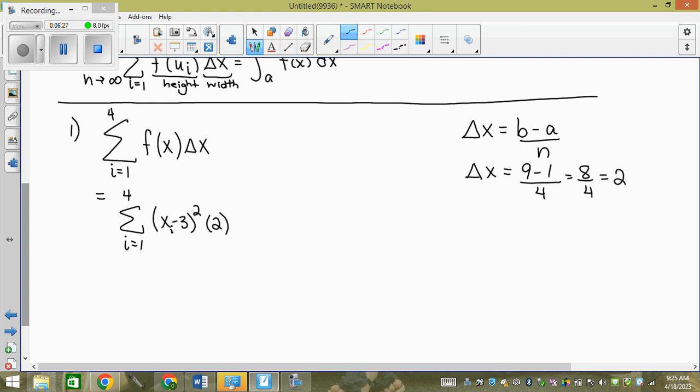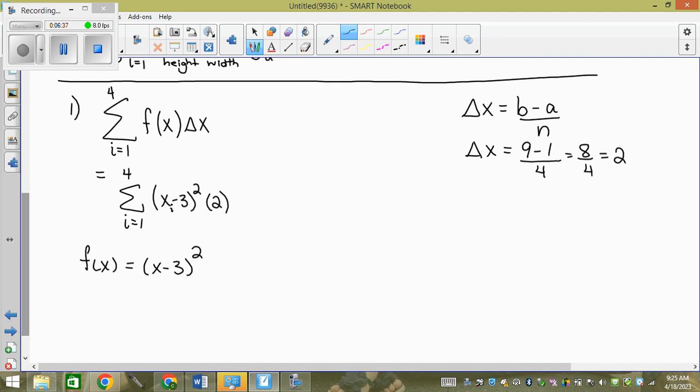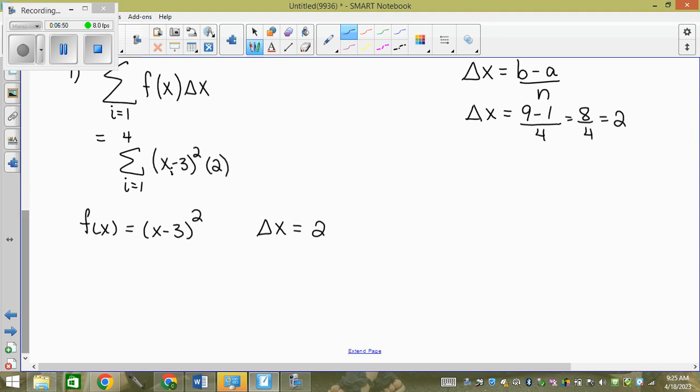All right. So if I go to use the formula, it is f of x equals x minus 3 squared. Now, we know that the change in x is 2. We've already figured it out. It's because we take the 9 minus the 1, which means we have 8 x's between, and we're dividing by 4, so they're going to be every 2. And I would hazard you to actually sketch the graph from 1 to 9.